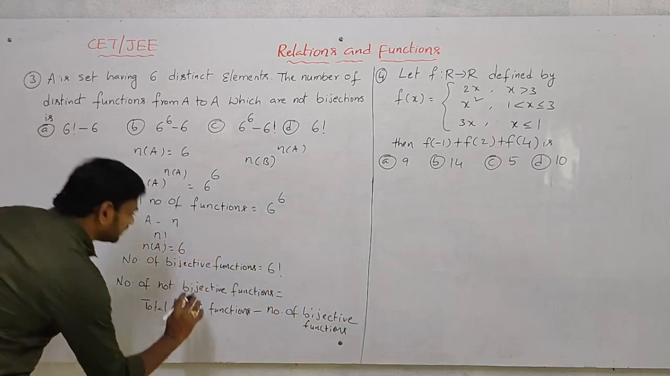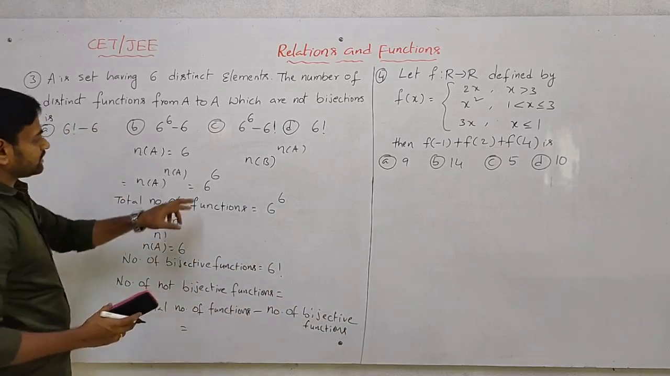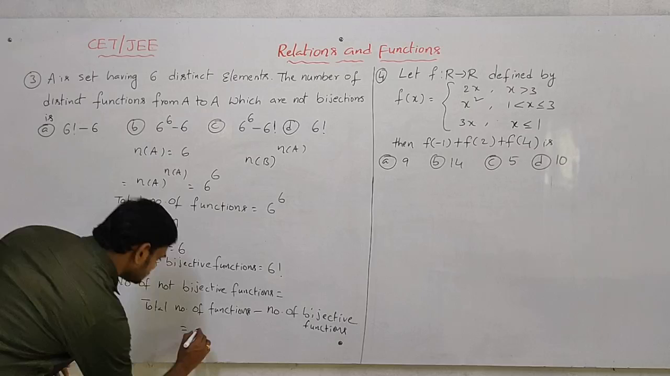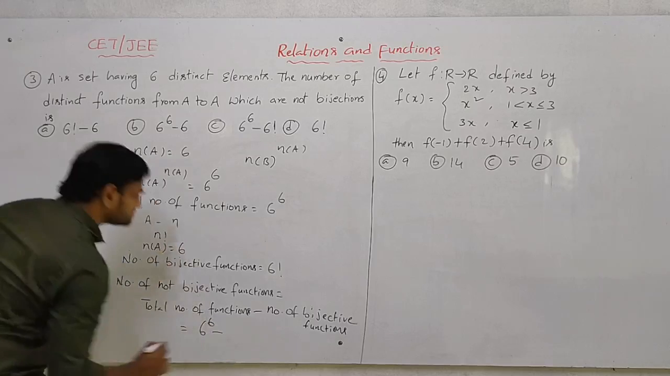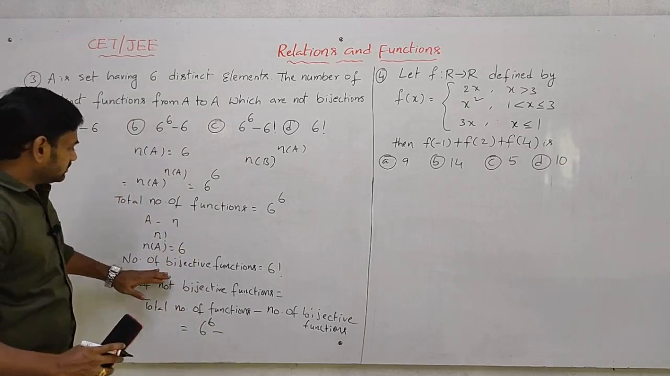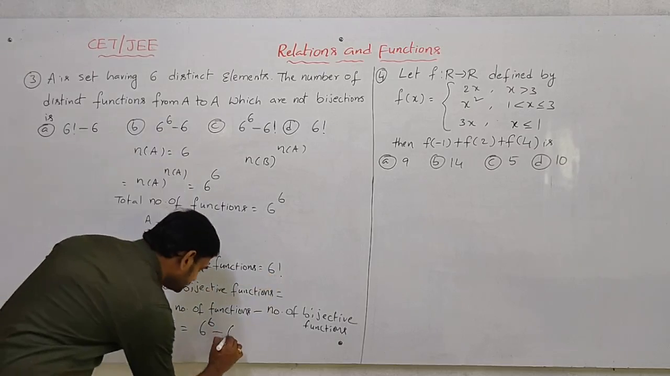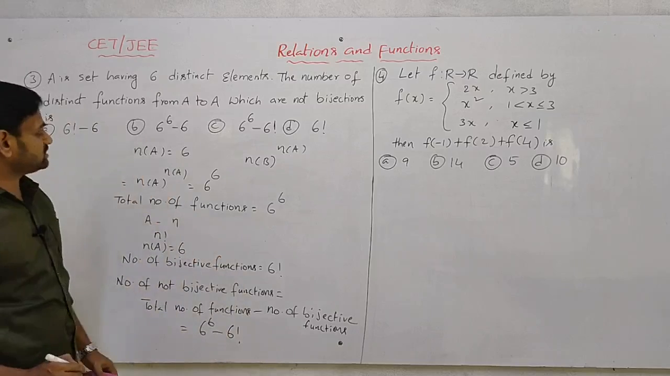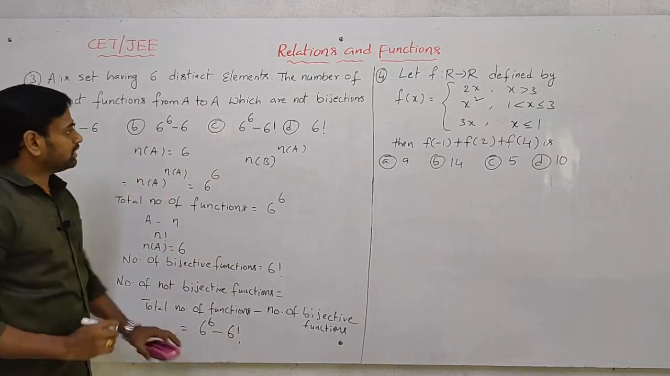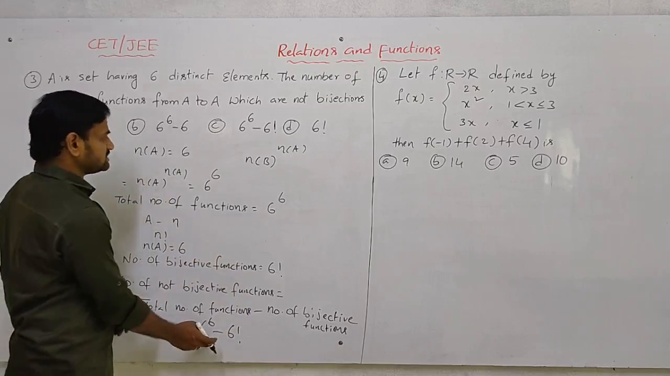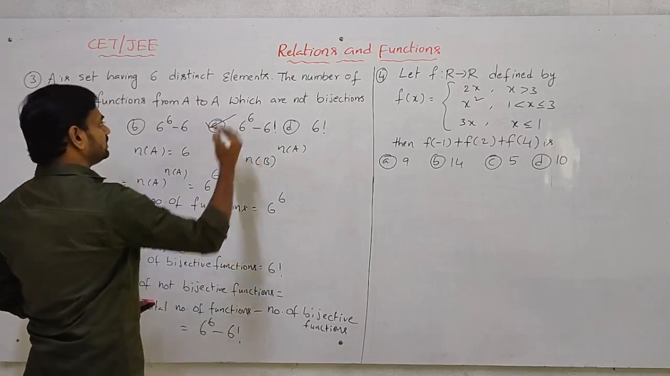That is, total number of functions are how many? 6 power 6 minus, now number of bijective functions are 6 factorial. So check the answer. No need to simplify. Already given the answer, that is 6 power 6 minus 6 factorial, option C.